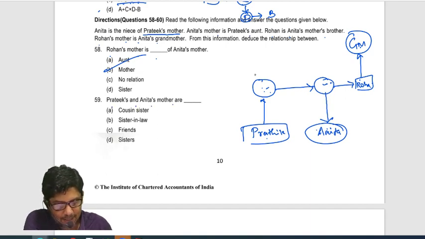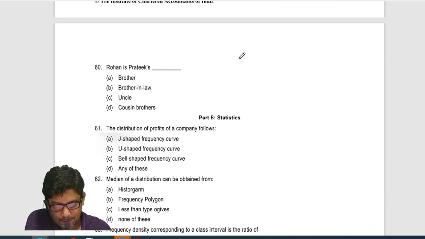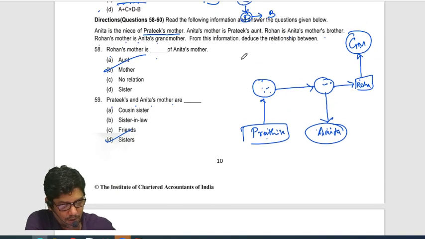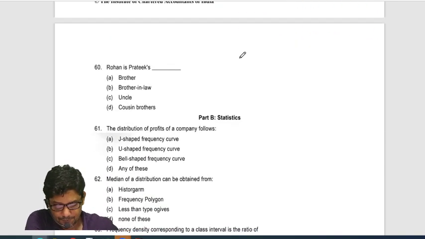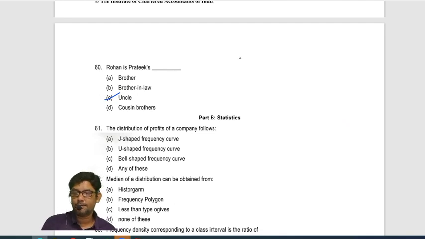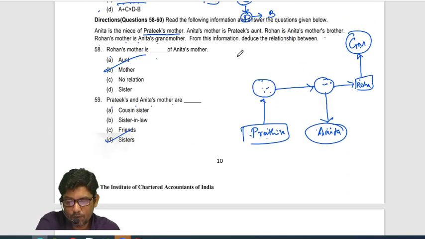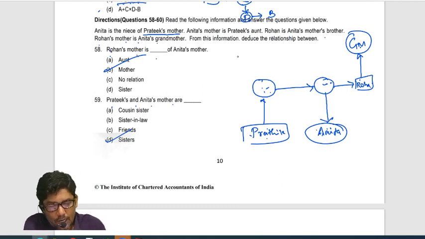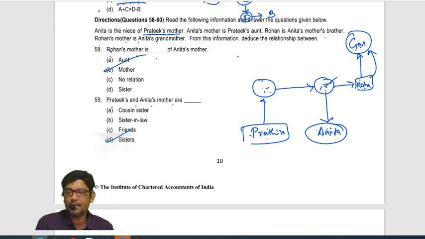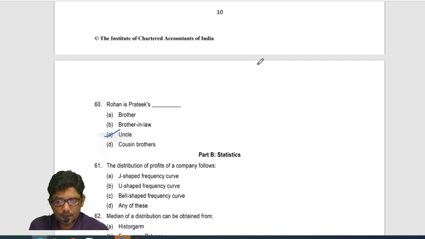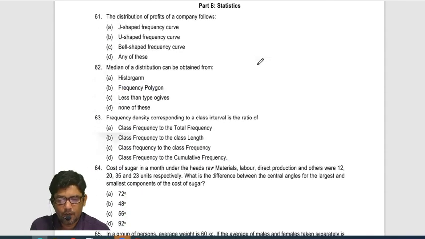Pratik's and Anita's mothers are sisters. Rohan is Pratik's uncle. Guys, you understood this? Sir, 58 D. Why D? What is the question? Rohan's mother is dash of Anita's mother. Anita's mother is here. So Rohan's mother is dash of Anita's mother. It is mother only we are getting. 59 is sisters. Okay, now look at this.